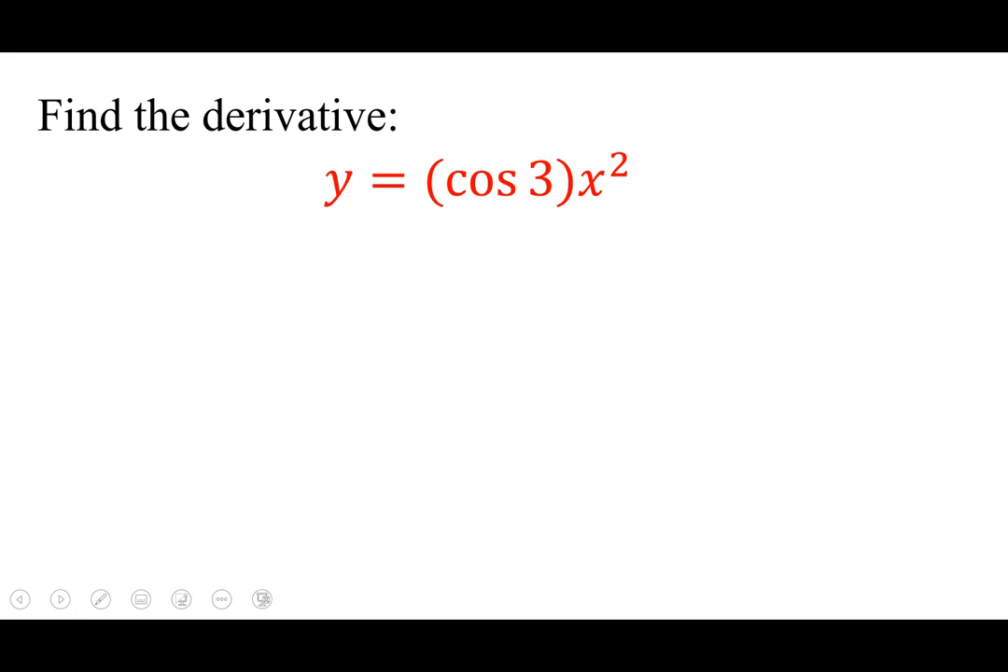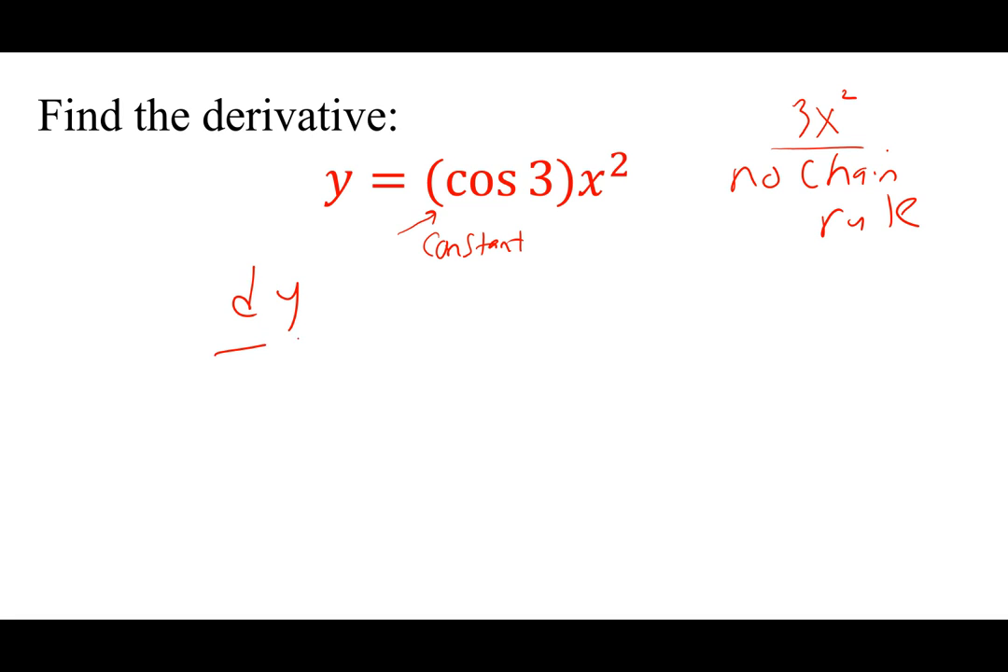Compare that to the cosine of 3 times x squared. So here's the thing about the cosine of 3. I know it seems a little funny, but the cosine of 3 is a constant. If you were to plug that in your calculator, it would be a decimal. So this problem is really no different than taking the derivative of just 3x squared. It's not actually the chain rule. It's not actually the product rule. It's really just equivalent to taking the derivative of 3 times x squared.